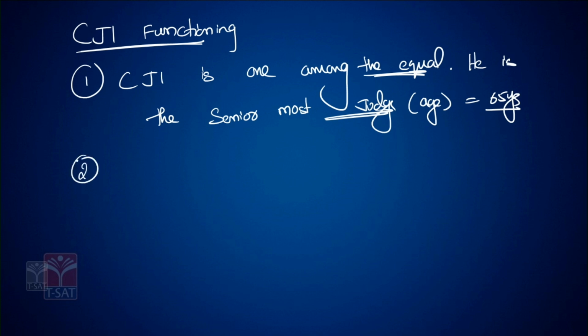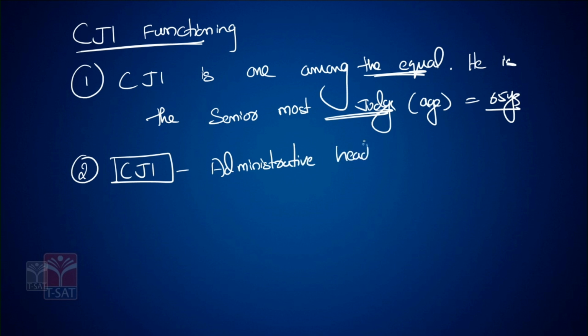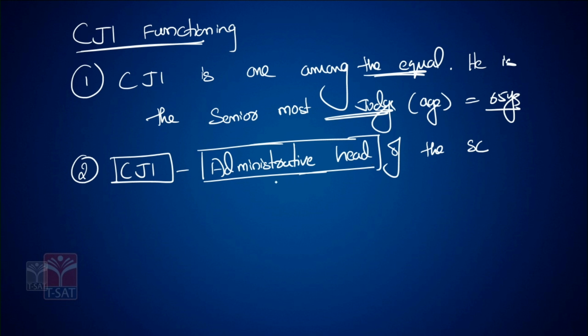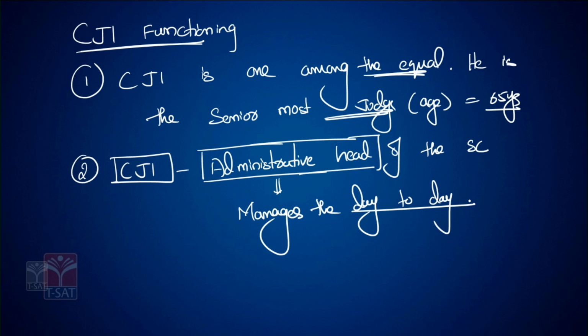Point number 2. The Chief Justice of India is the administrative head of the Supreme Court. What is the meaning of administrative head? He manages the day-to-day affairs of the Supreme Court. What is the meaning of day-to-day affairs of the Supreme Court?